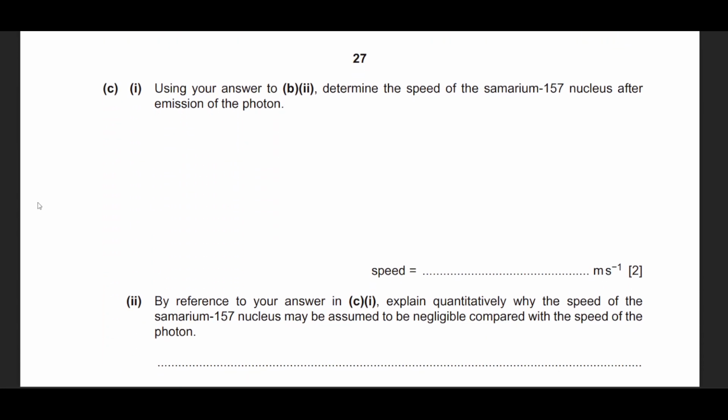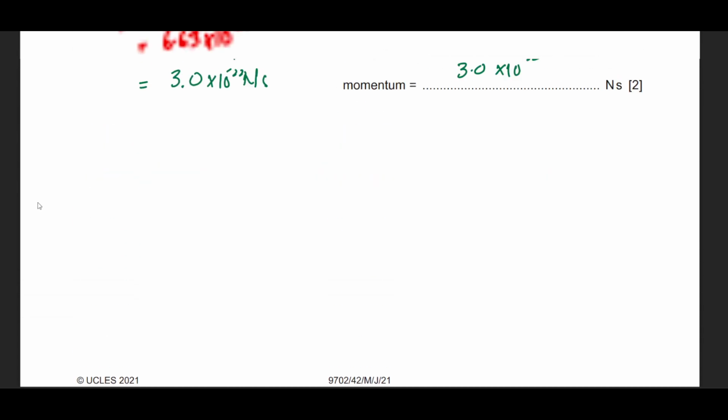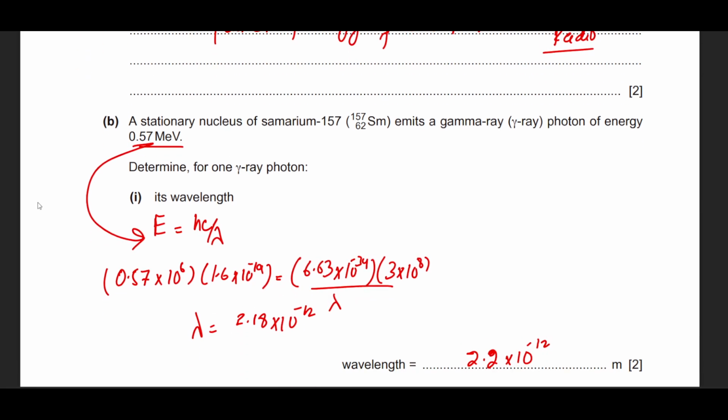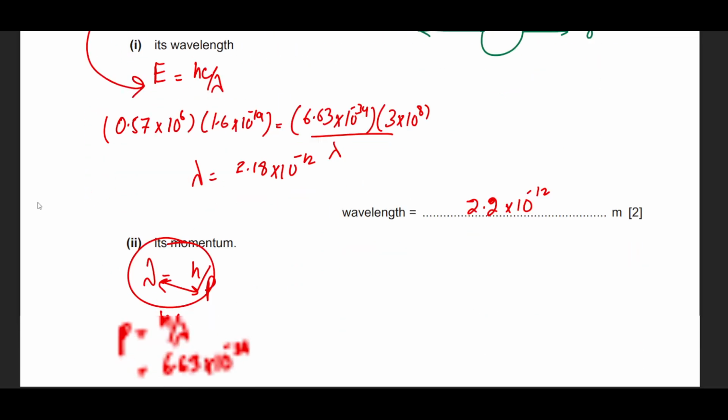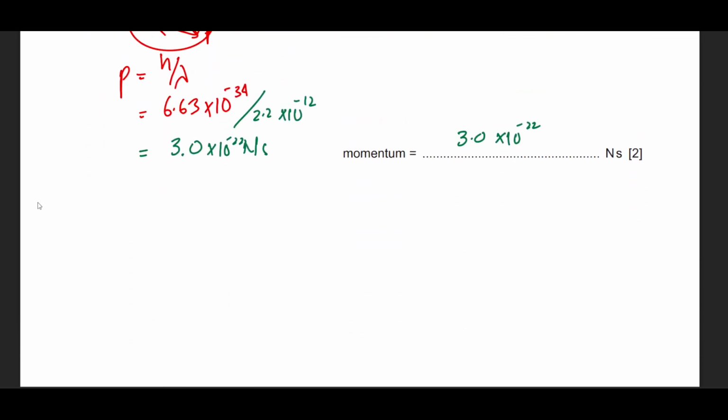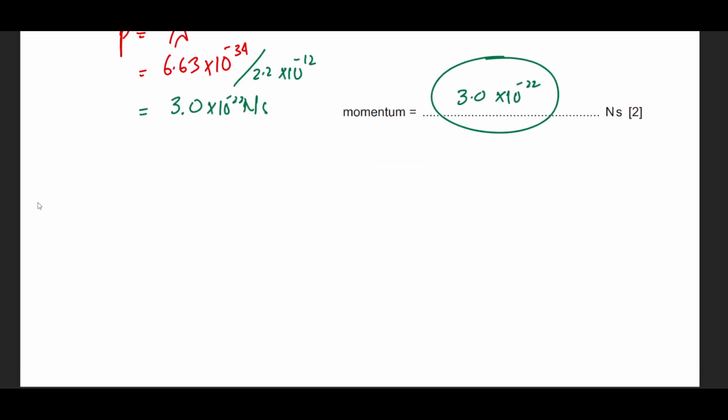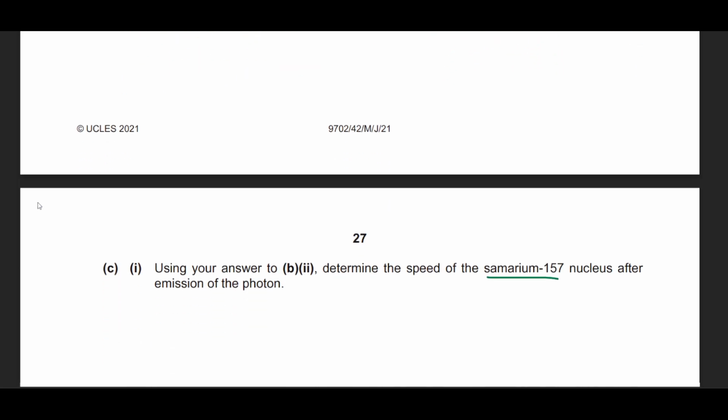He says determine the speed of samarium 157. So here we will have to use the momentum principle. We can assume that the nucleus of samarium, let's say, was stationary before. And now if it releases a gamma photon, the gamma photon is moving towards this side, the remaining samarium nucleus should move towards this side. And if this is the momentum of the gamma photon, it is moving at the speed of light.